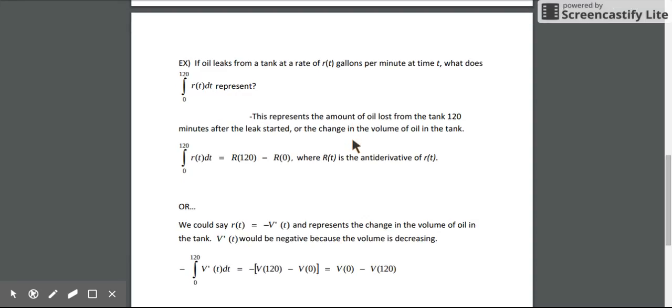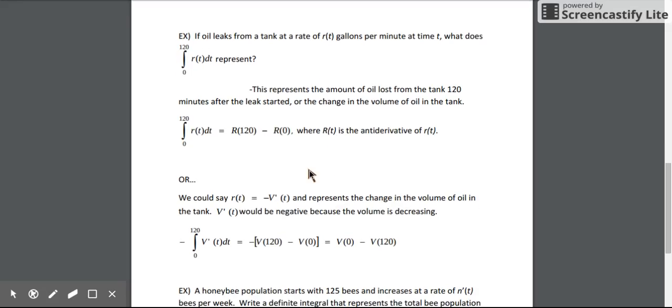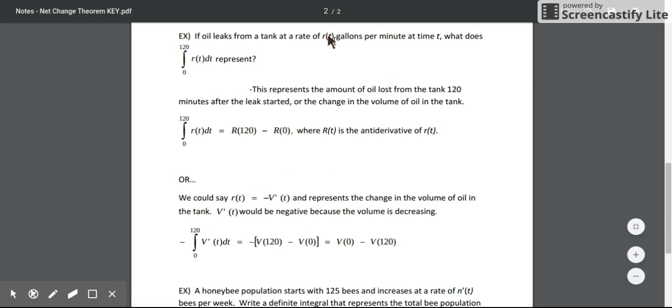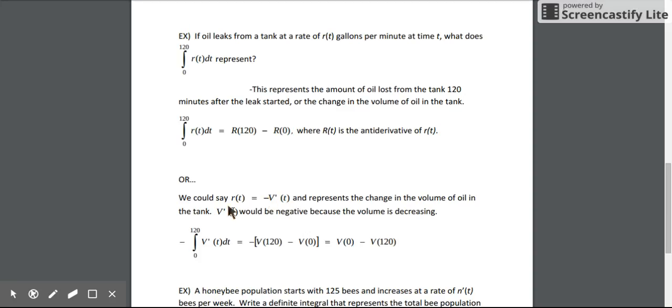We could also look at this in a slightly different way. We could look at the volume of the tank and say, well, this is representing the amount of change in our volume, and our rate of change is leaking or decreasing. So we know that we have a negative rate of change. So we could call R of t capital V prime of t, representing the rate of change of the volume. And if we make it negative, we know it's decreasing. So then we could look at the problem this way.